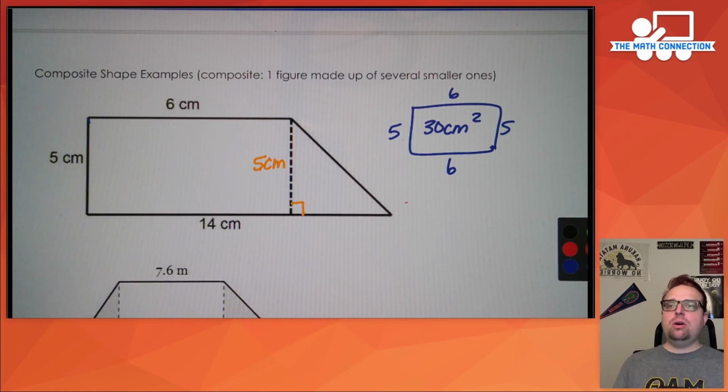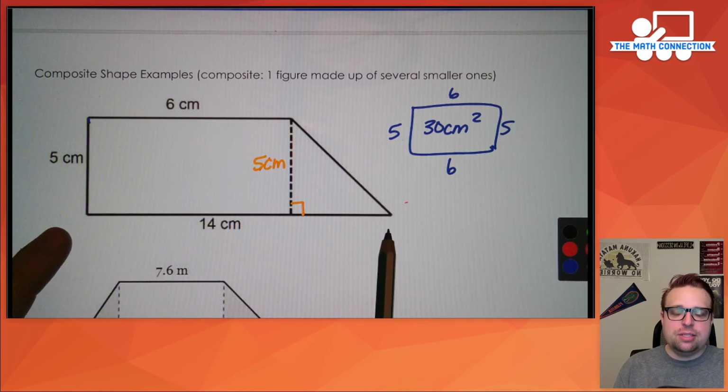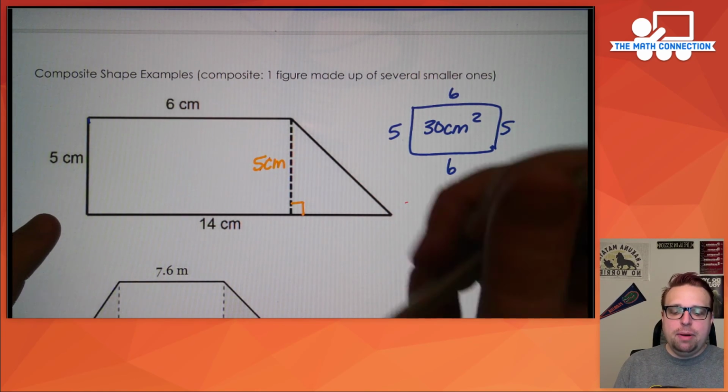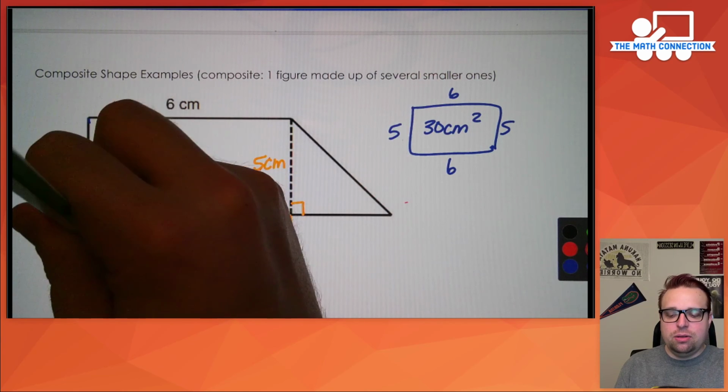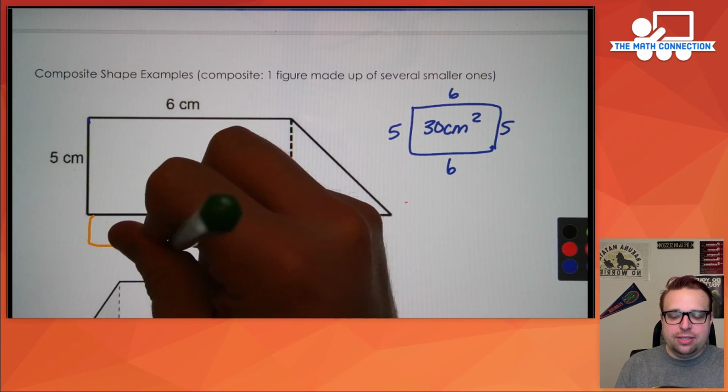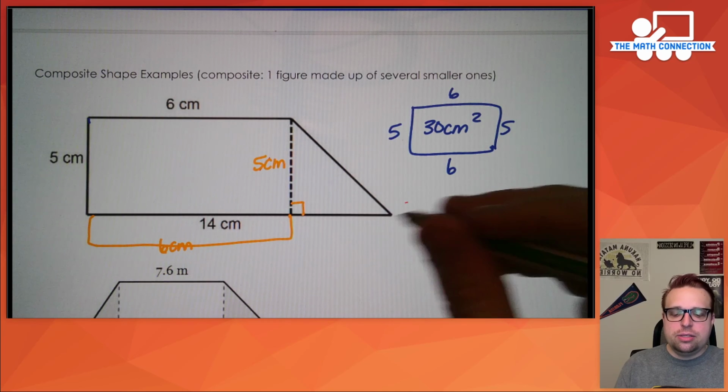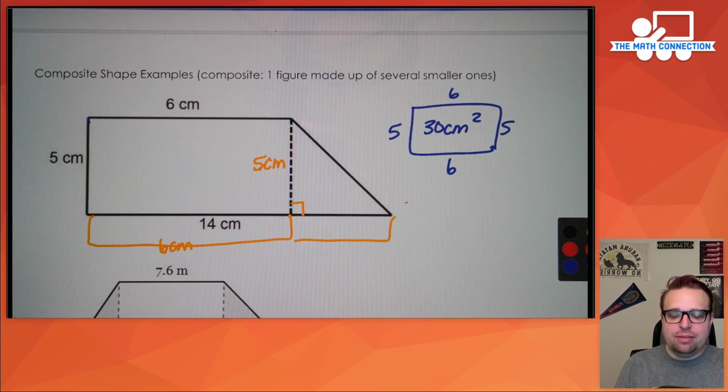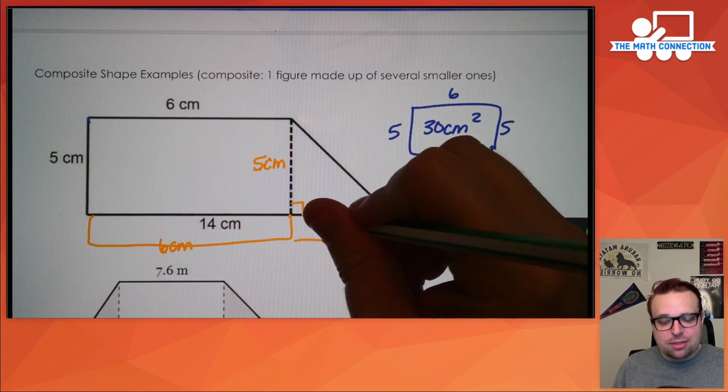Okay, so let's think back, right? This entire length is 14, okay? But the part that is the rectangle, we figured out, was 6 centimeters. So what has to be the rest of this to make 14 altogether? It would be 14 minus 6, which is 8.